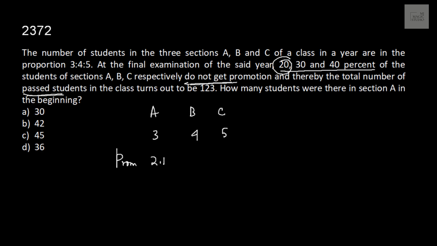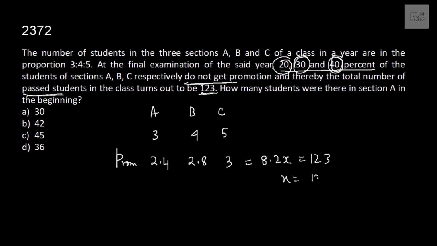80% of 3 is 2.4. From B would be 70%. 70% of 4 is 2.8. And from C would be 60%. 60% of 5 is 3. So 3 plus 2.8 plus 2.4 is 8.2. So if I take the common ratio as X, 8.2 X is 123. Number of students passed is 123.